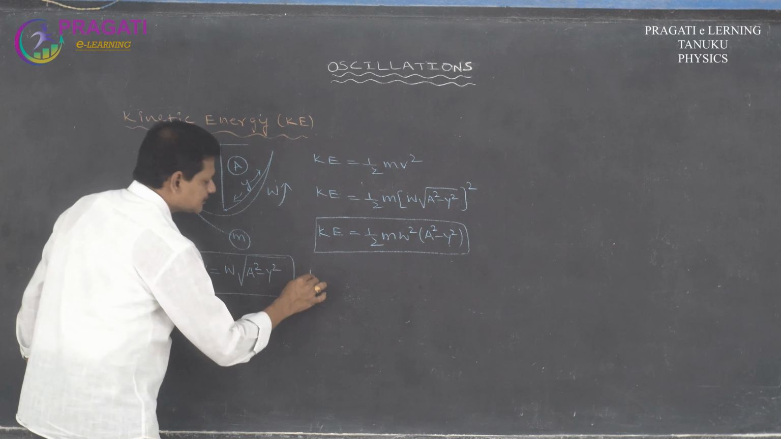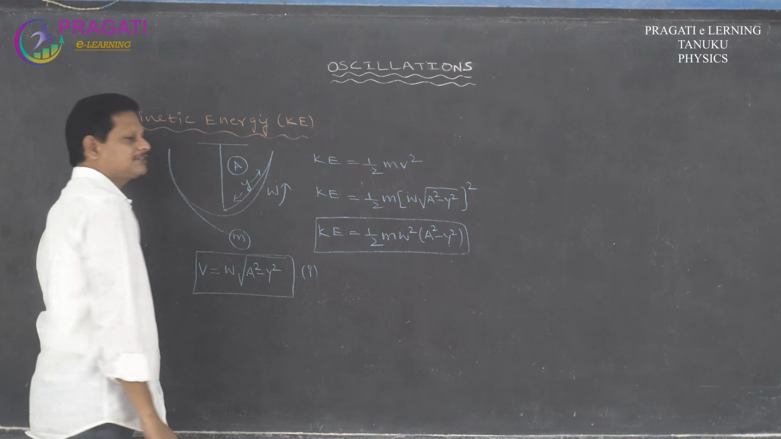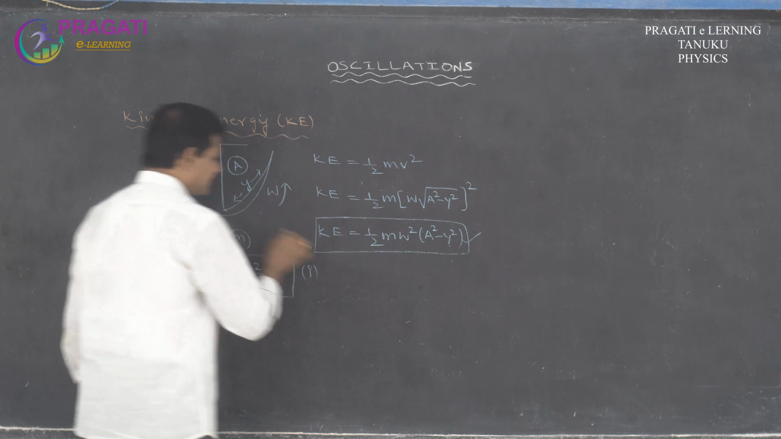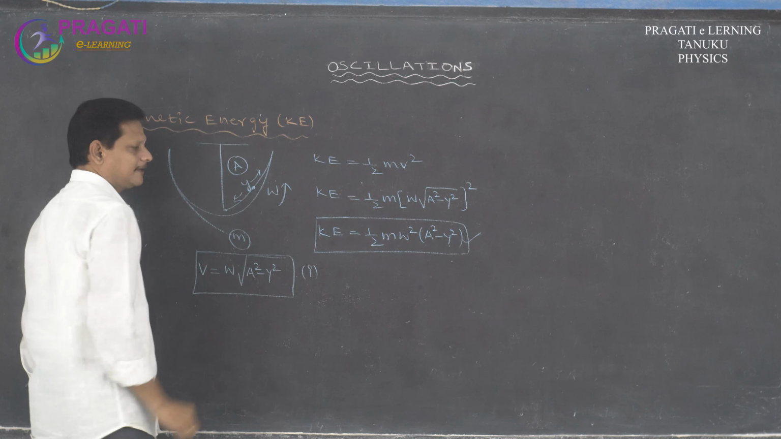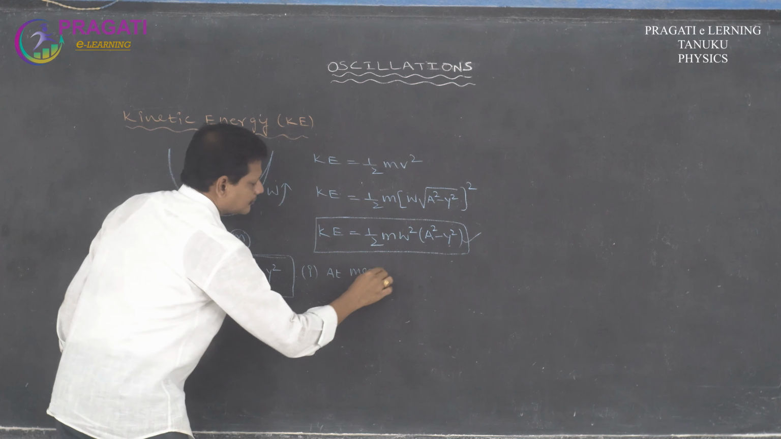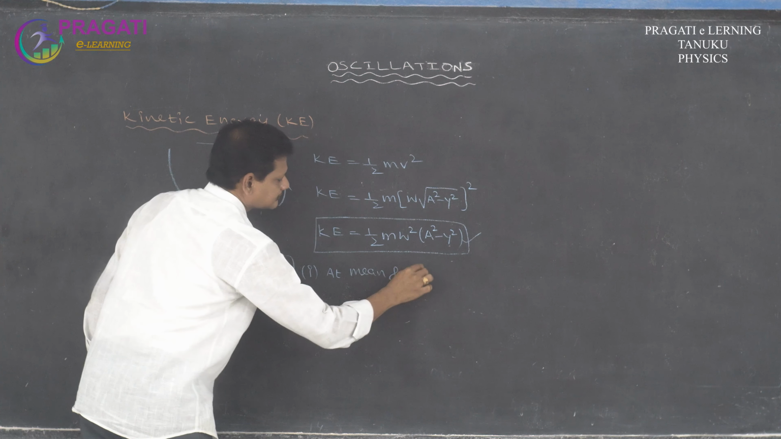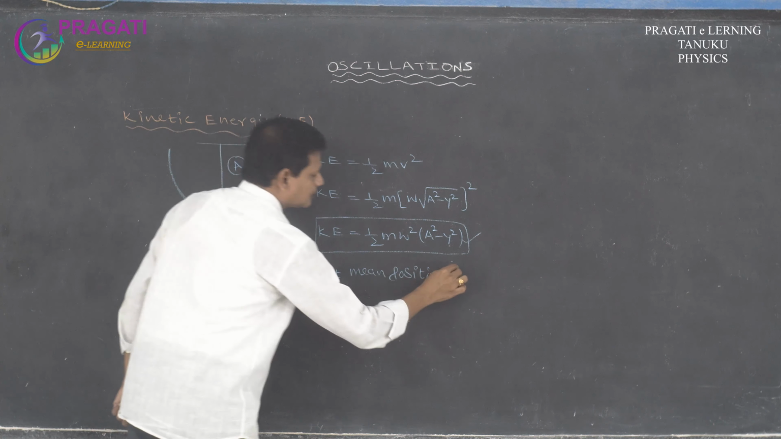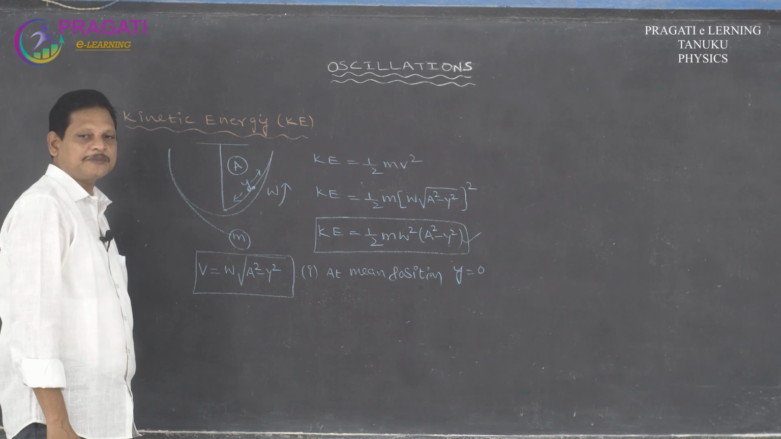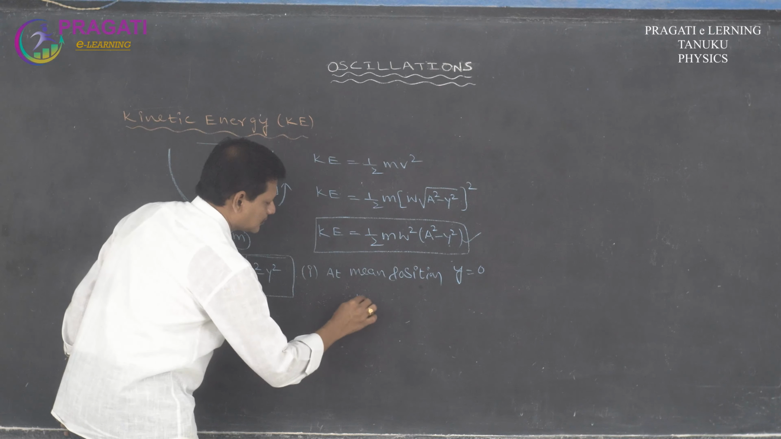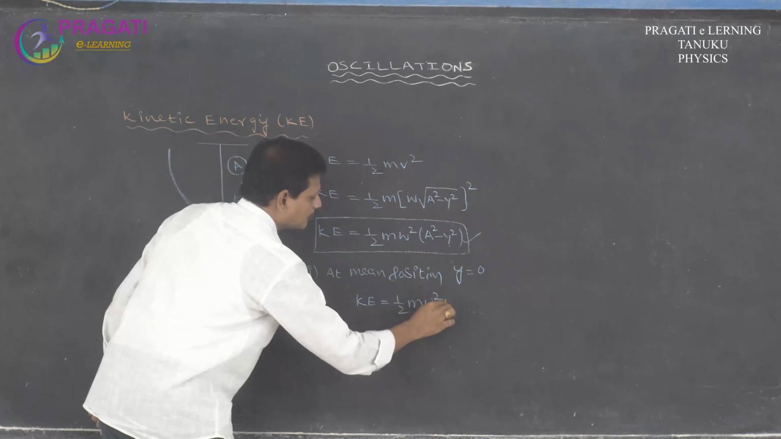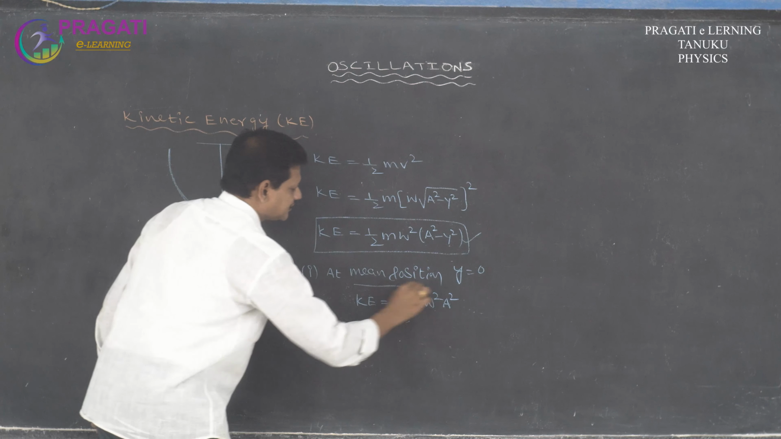Then what is the value of kinetic energy at the mean position and the extreme position? This is the expression for the kinetic energy of the particle at any instant, that is at a displacement y. At the mean position, y is equal to 0, that is the displacement of the particle at the mean position is 0. So kinetic energy KE is equal to half m omega square a square, since y is equal to 0.